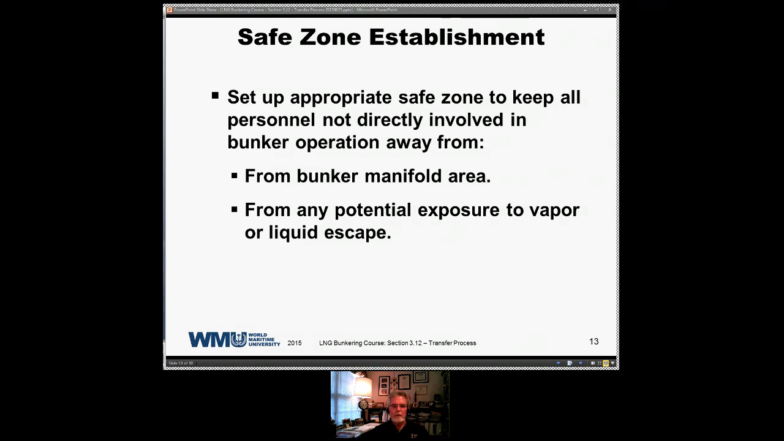So therefore, it's also important that the people involved in this operation, when they are in these areas of the operation, are wearing the appropriate personnel protective equipment. Anytime you're handling valves or working in close, you want to wear protective clothing, protective gloves, face shields. Things of that nature are the typical PPE that's employed during the transfer of LNG cargo.